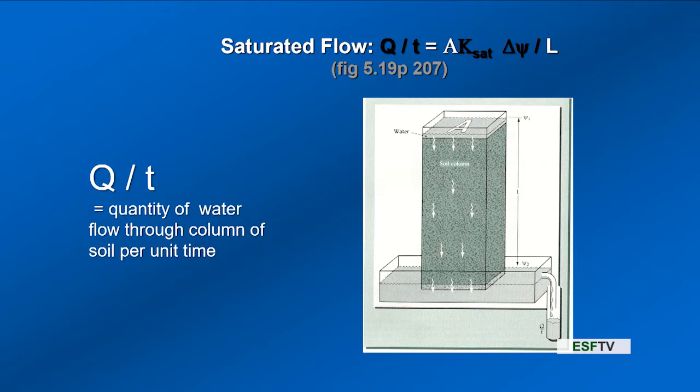And so Q over T is the way we express flow. And then we're looking at saturated conditions. That is, all the pores are filled with water. Okay? And so let's break this down. So we have A, area, and that's kind of a function of the size of the container. We have the height, and the psi, the difference in height, times the gravitational potential. And that's kind of a function of the container. So those two pretty much are a function of the container.